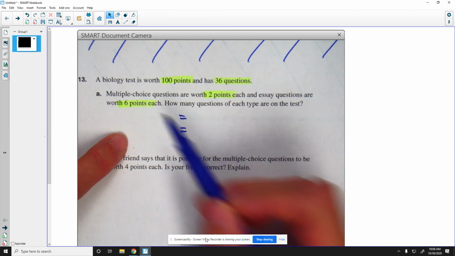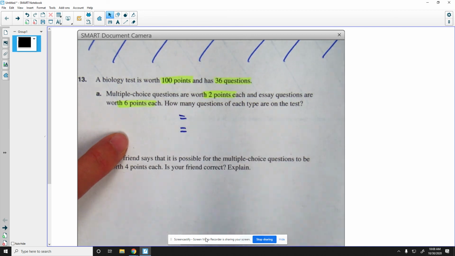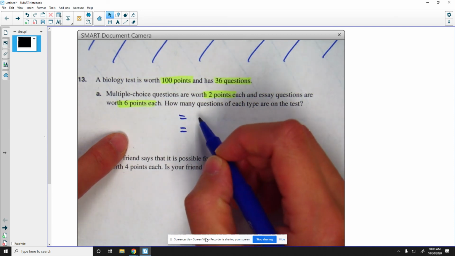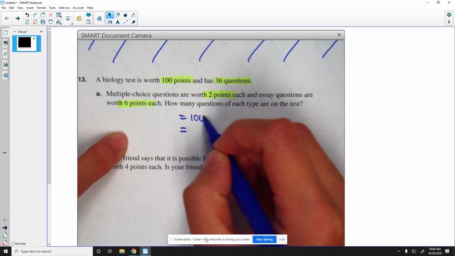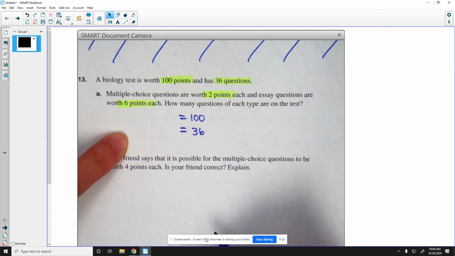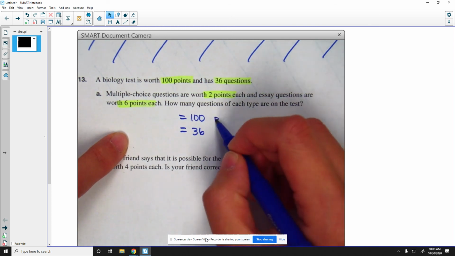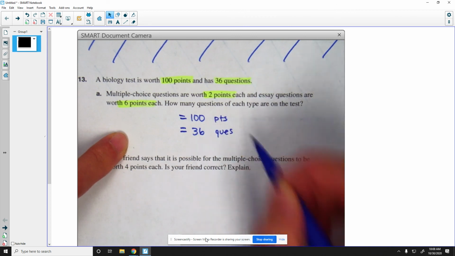Out of these 4 numbers, which is the total? What do we think? Luke? 136. What did you say? 136. Thank you. So Kayla, turn around really quick, please. So 136, because I have a total of 100 points. I have a total of 36 questions. So 100 talks about points, 36 talks about questions.